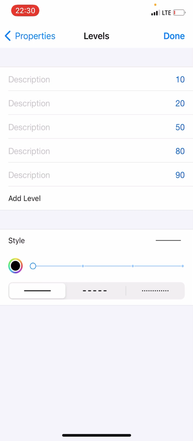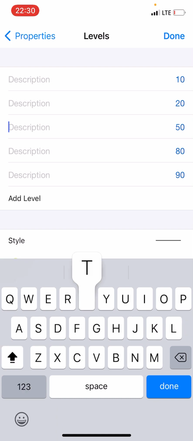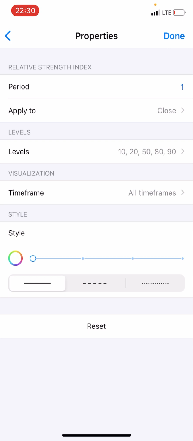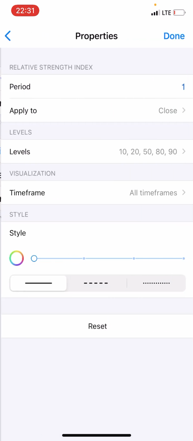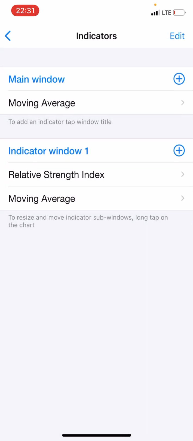Here is the description for this, so that it will be easy. These are the settings. Period is 1, apply to close. The style color is white, but when you're adding the levels, make sure you use black.